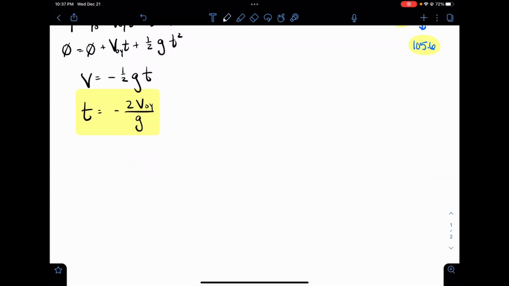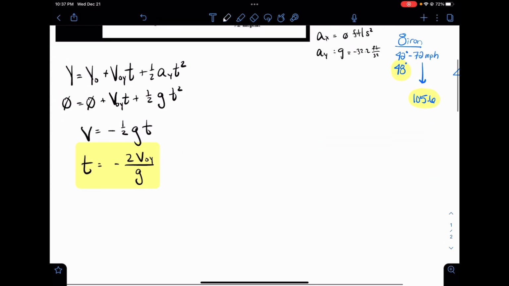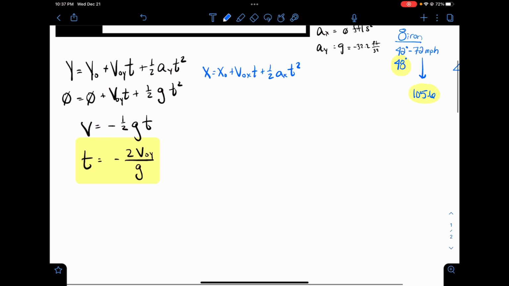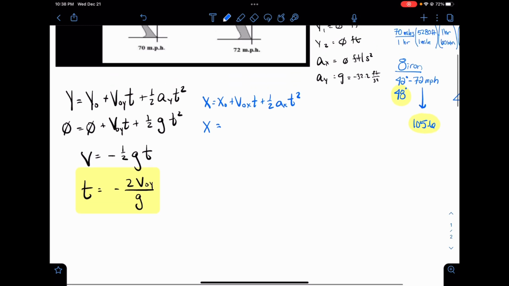Okay, and next I want to get some sort of positional equation. So if we use the same equation, but for the x direction, we have x equals x naught plus v naught in the x direction times t plus 1/2 a_x t squared. Okay, so we're going to assume we don't know the end destination because we're looking for which one of these numbers is going to be closer to 330.